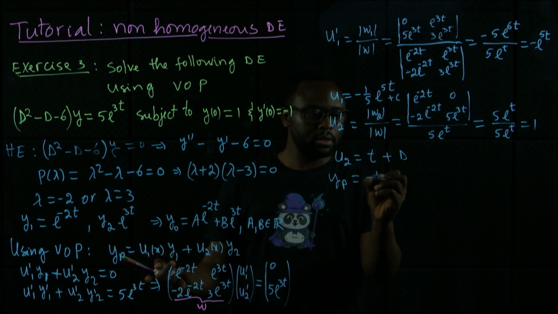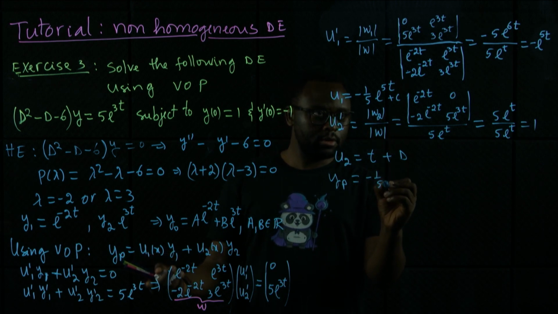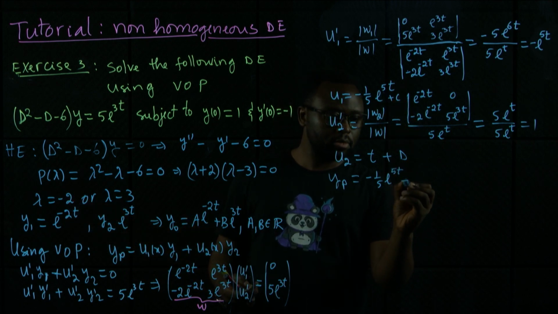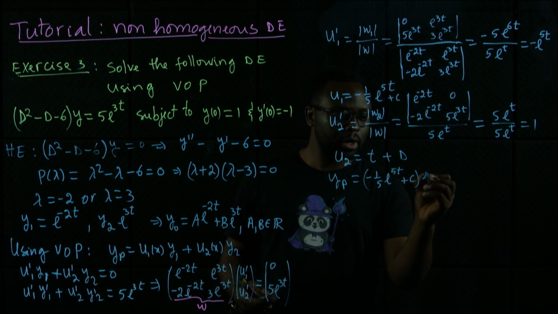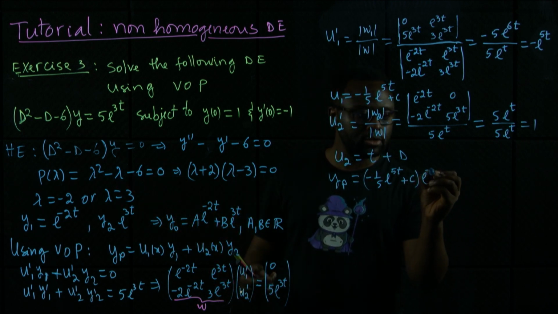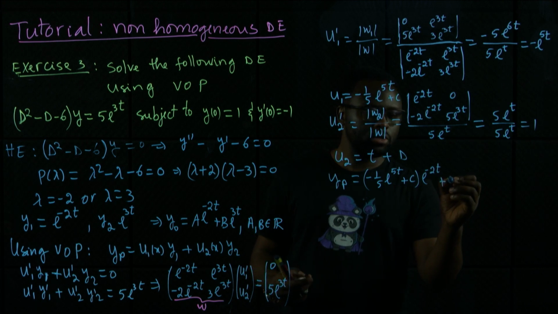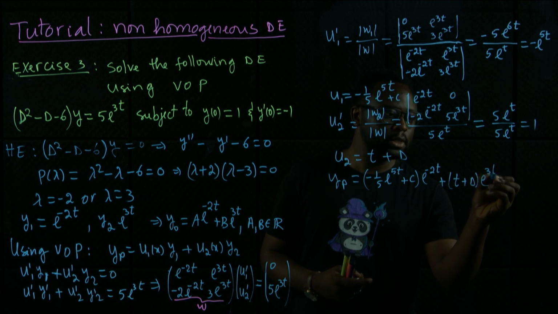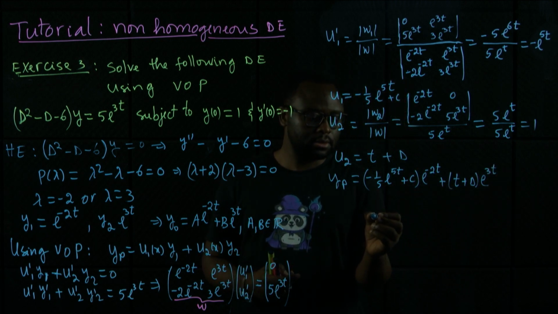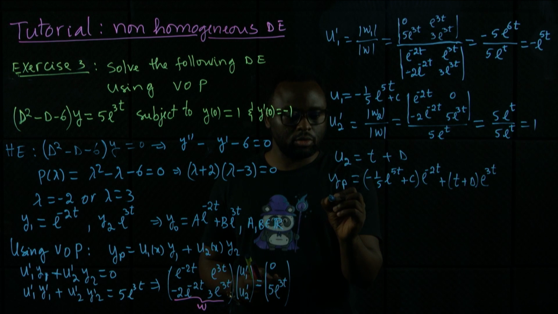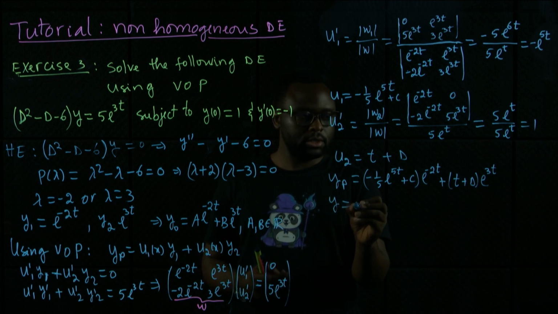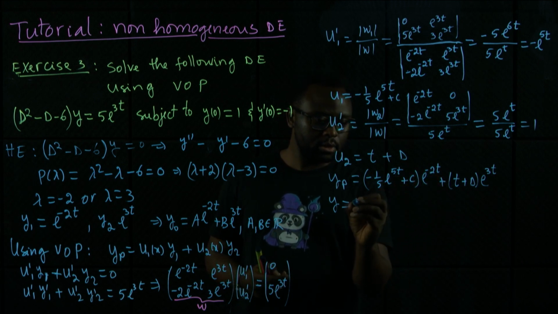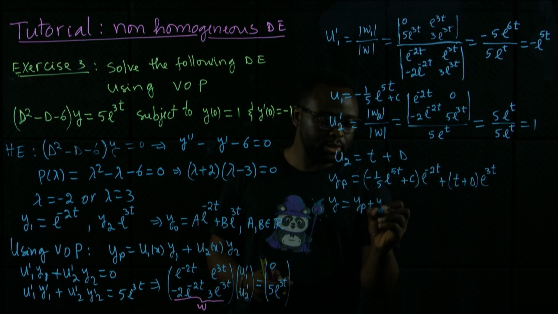u2 is minus 1 over 5 e to the power 5t times e to the power 5t plus c. All this is multiplied by e to the power minus 2t, plus u2 is t plus d times e to the power 3t. So if we expand this, the total solution is the particular solution plus this one. So if I expand this, this is yp plus y0.